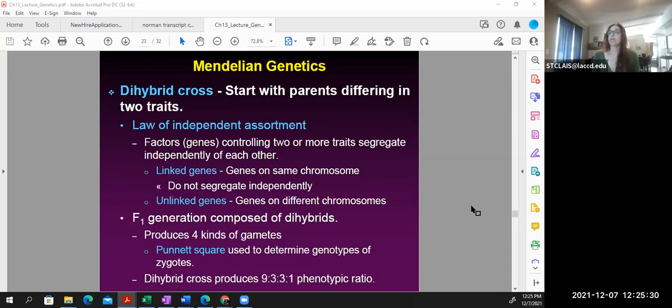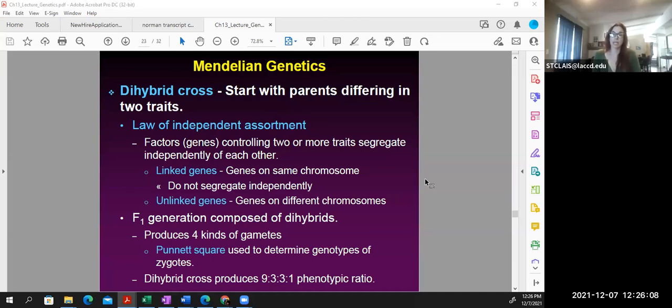Okay, so now with the dihybrid cross, it gets a little bit more complicated. We're going to look at pure breeding parents that differ by 2 traits now, so they would otherwise be identical except for these 2 traits. Now, the law of independent assortment comes into play. So we have 2 different factors, or as they're now called in modern genetics, genes, that are controlling these 2 traits on the chromosome. They're going to independently assort.